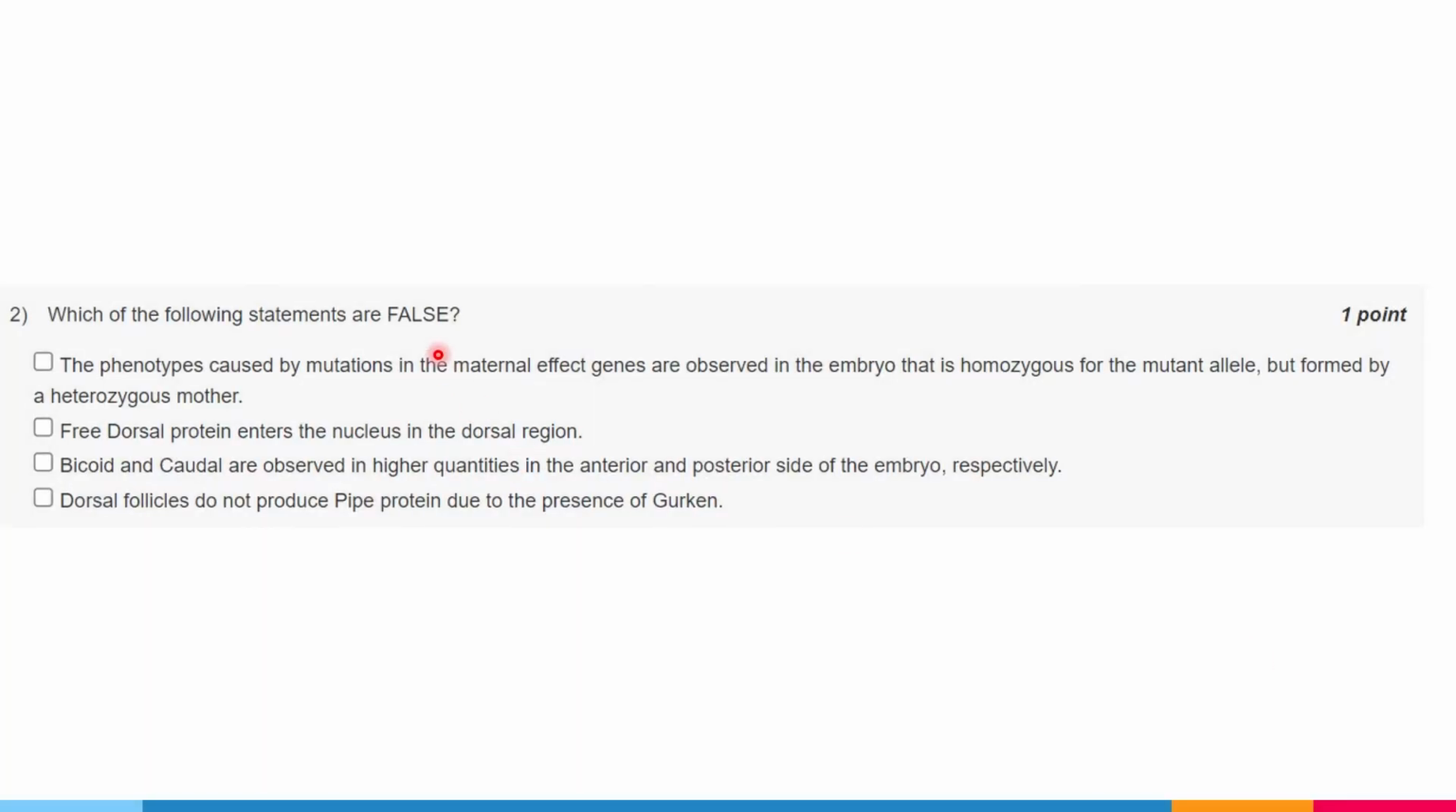Which of the following statements are false? Is the next question. The phenotypes caused by mutations in maternal effect genes are observed in embryos that are homozygous for the mutant allele, but formed by a heterozygous mother. Free dorsal protein enters the nucleus in the dorsal region. Bicoid and caudal are observed in higher quantities in the anterior and posterior side of the embryos respectively, and dorsal follicles do not produce spike protein due to presence of gherkin. So which of the following are false? Will anyone try and answer this?